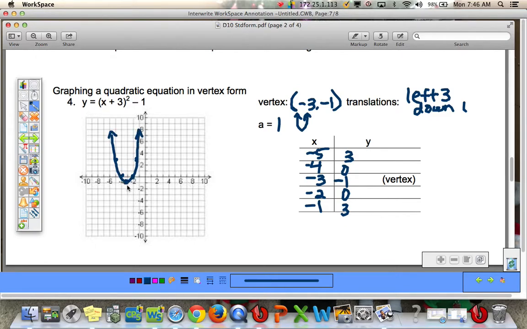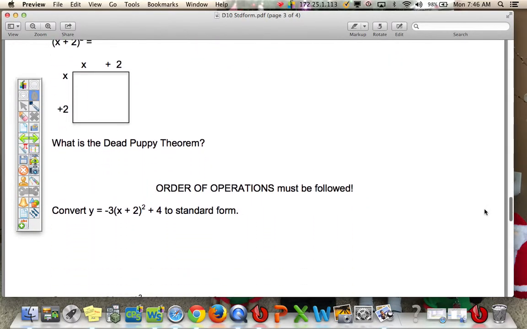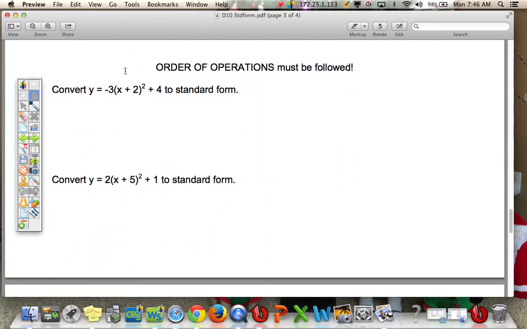So you'll have a few of these where you'll have to give me the vertex, the translation up, down, left, or right, what is the a value, and then you can use your graphing calculator to sketch the function. So that'll be the second type of problem. The third and the last type of problem is, can you convert an equation in vertex form to standard form?